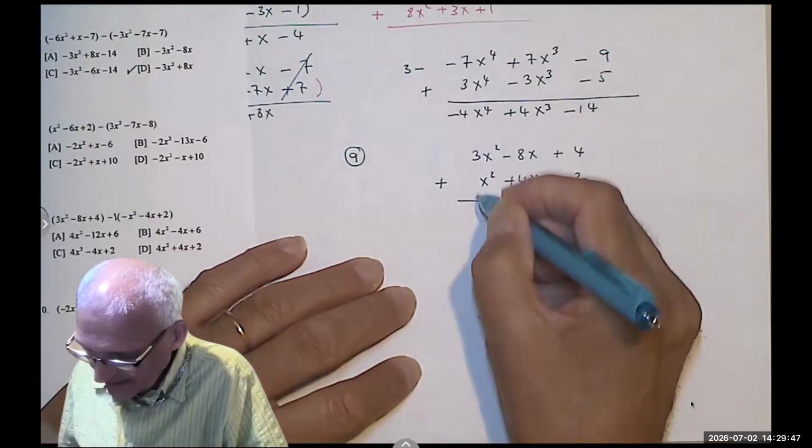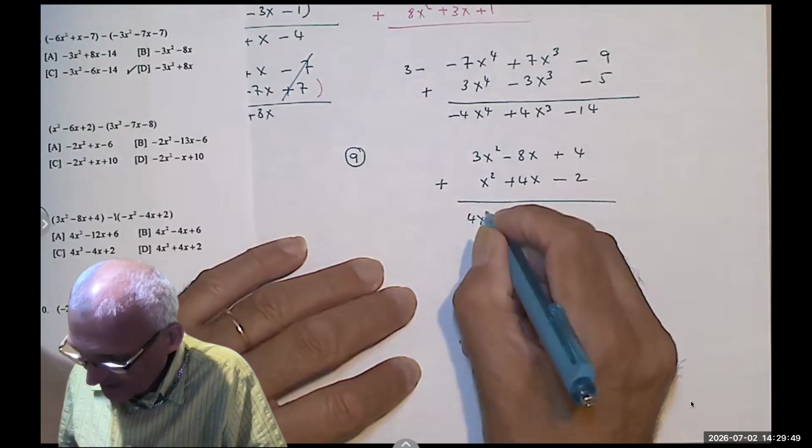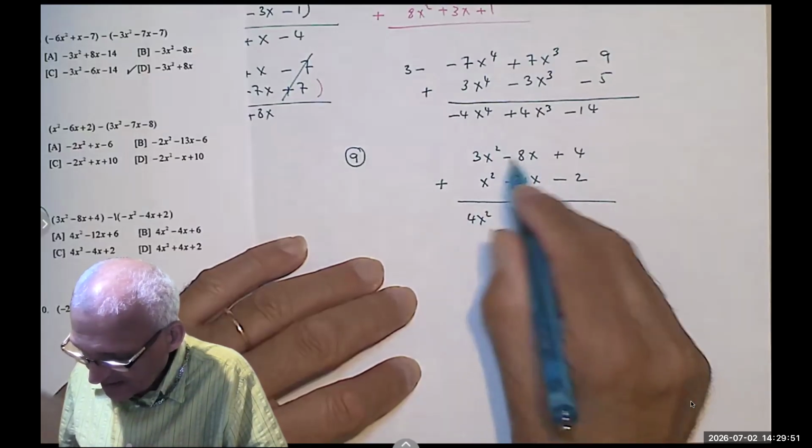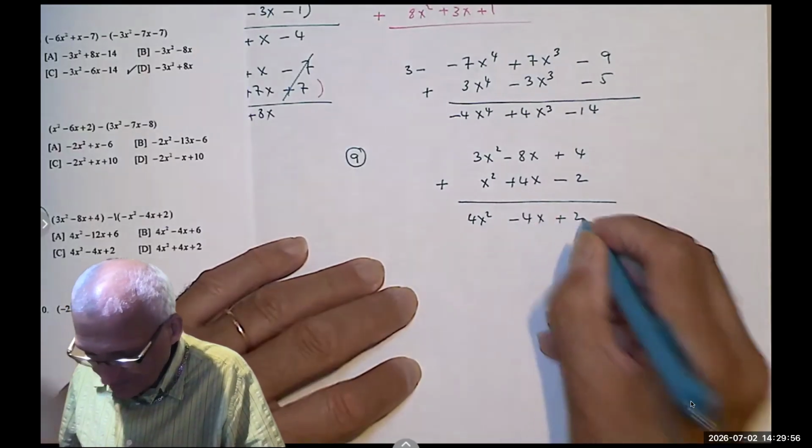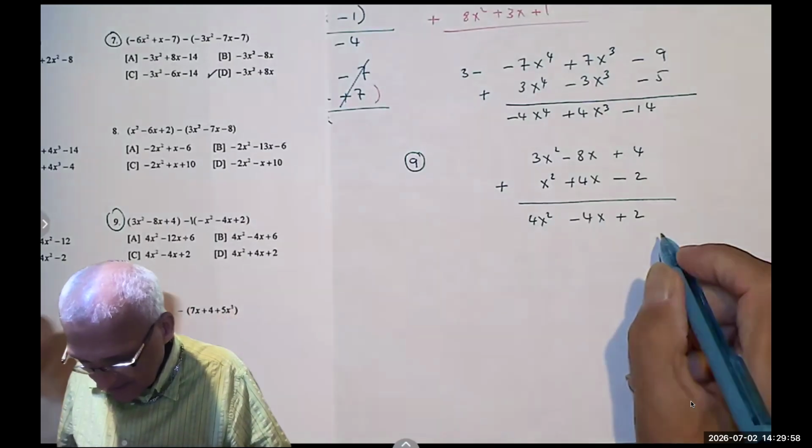Okay, so let's continue. 3x squared plus x squared is 4x squared. -8 plus 4 is -4x. And 4 minus 2 is +2. And that is C.